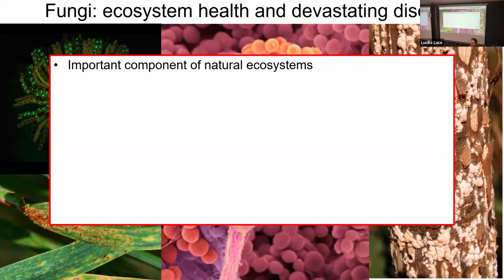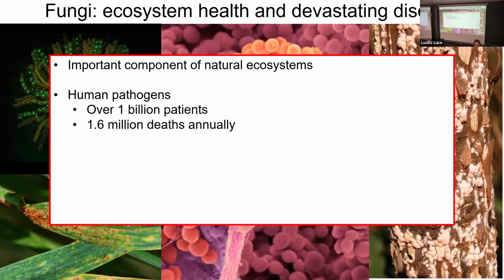So why do we care about fungi? Well, fungi are an integral part of the plant ecosystem. They're really important for nutrient cycling in the environment. Without fungi, we'd just be up to our ears in plant biomass. And they're also really important, as Gaurav was saying, for forming symbioses with plants and helping plants uptake nutrients. Unfortunately, fungi are also pretty serious pathogens. So for humans, they cause about 1 billion infections a year and cause 1.6 million deaths.